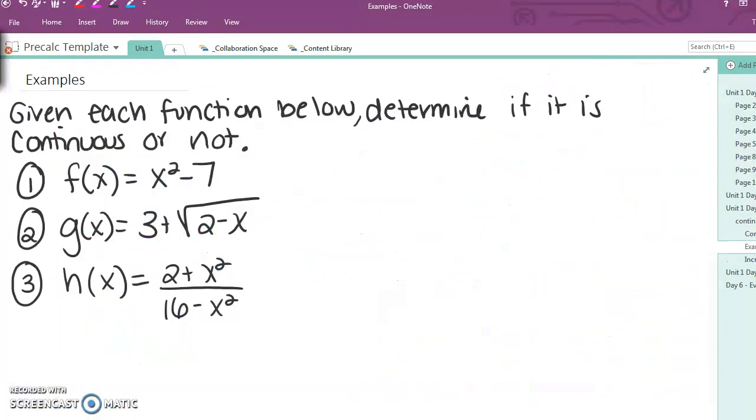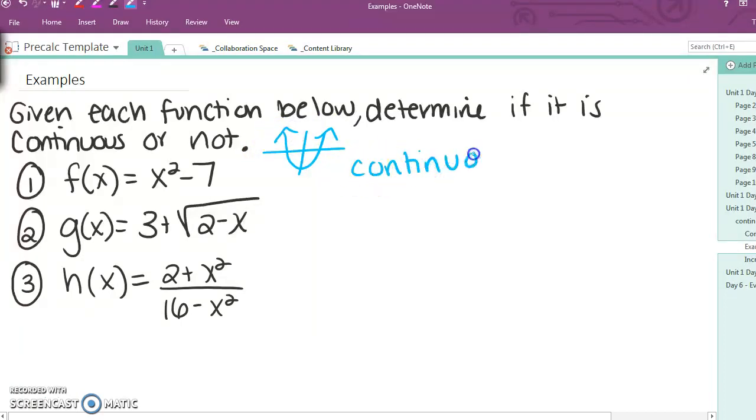So now practice a few. Given each of the functions below, determine if it is continuous or not. Once you have finished, press play on the video. The first one is a quadratic parabola, and I can draw that without picking up my pencil, so that one is continuous.